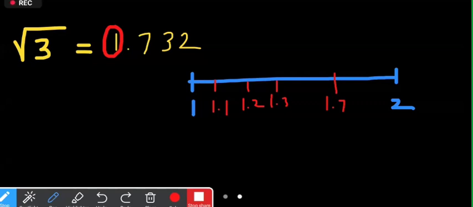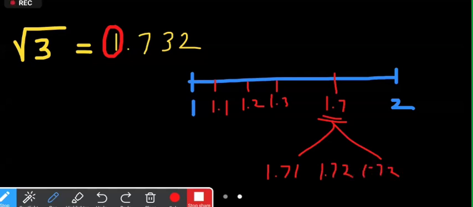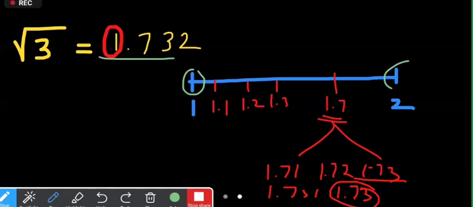Then you will have 1 point. Now if you break 1.7, you will have again 1.71, then 1.72, 1.73. Now if you break this 1.73, you will have 1.731, 1.732. So your 1.73 approximately lies between 1 and 2. Okay, this is how we can plot number.